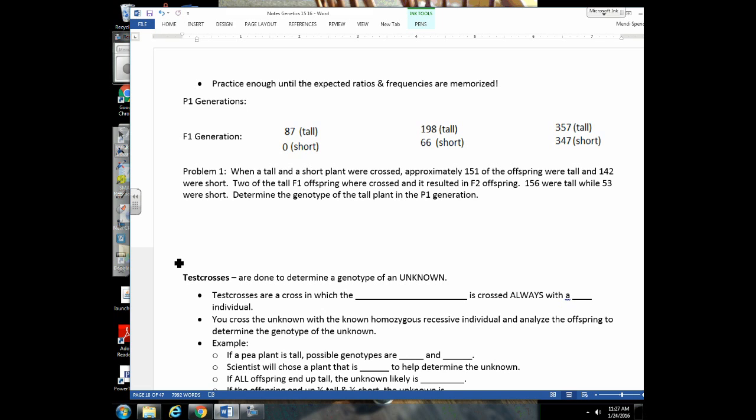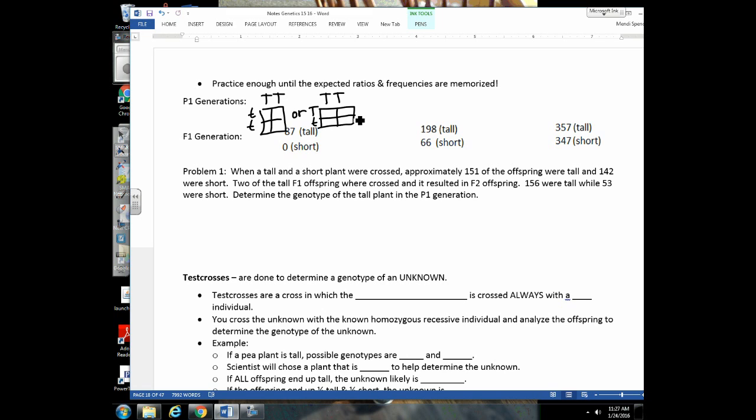Whenever I see that I'm getting all tall to 0 short, then I have different possibilities for the parents. I may have crossed a big T, big T with a little t, little t. That would actually give me all tall offspring. Or I could have crossed a big T, big T with a big T, little t, because that would give me all tall offspring as well.